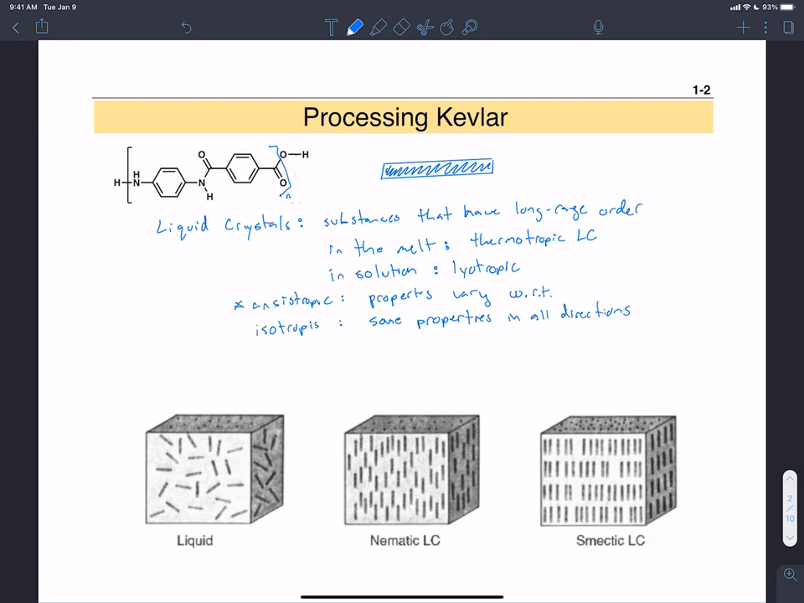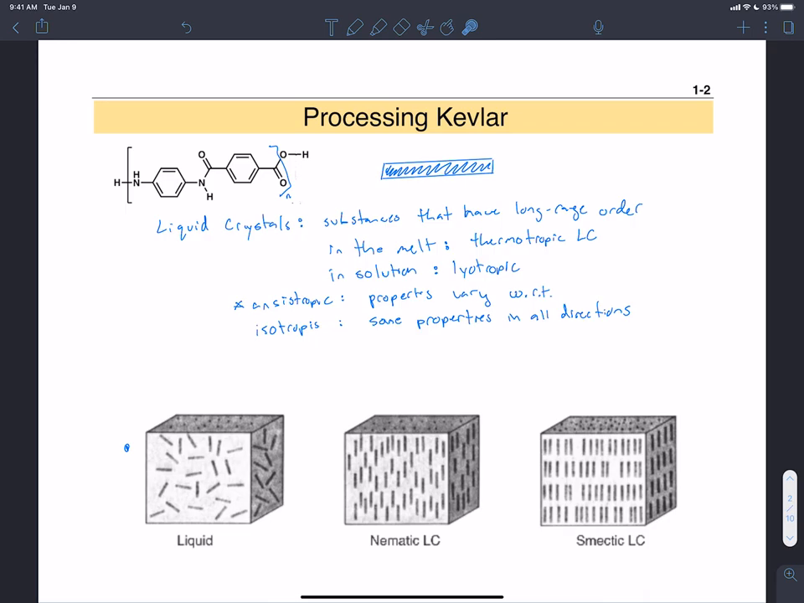So at the bottom, there's a picture of a few different cases. There's really numerous different classes of liquid crystals. Here we see at the far end, we have a liquid. Note that all these different molecules displayed as these rods in solution are all pointing in different directions. Anywhere you look, you don't really see any organization between them.